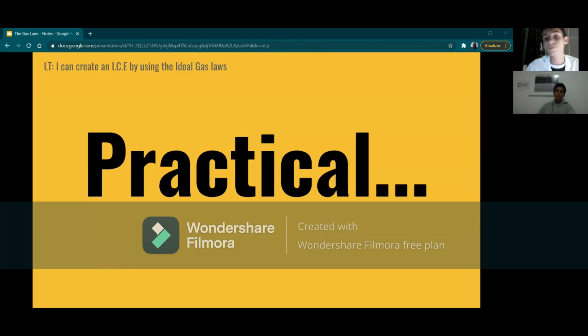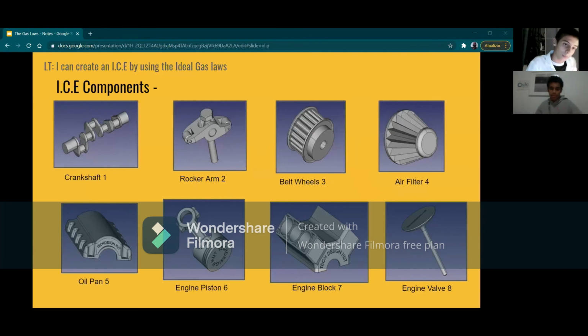And Enrique? Now we go on to practicality. Here are the ICE components. First we have the crankshaft, which consists of a series of cranks and crank pins, to which the connecting rods of the engine are attached. We also have the rocker arm, which opens and closes the exhaust and intake valves. We have the belt wheels, which spin around the timing belt, making it move.